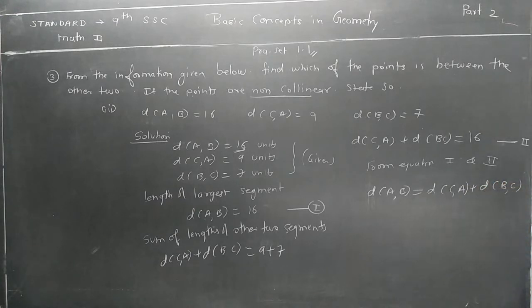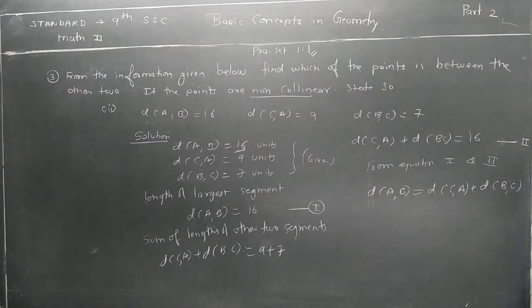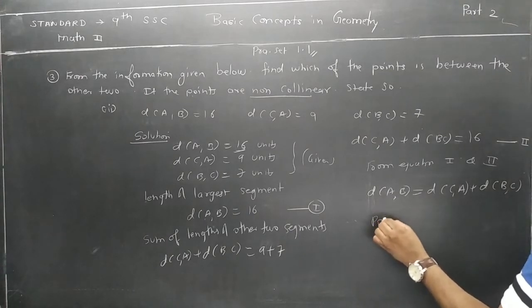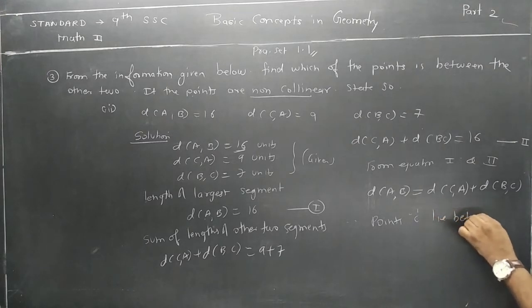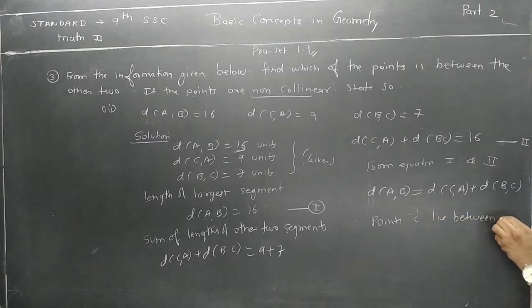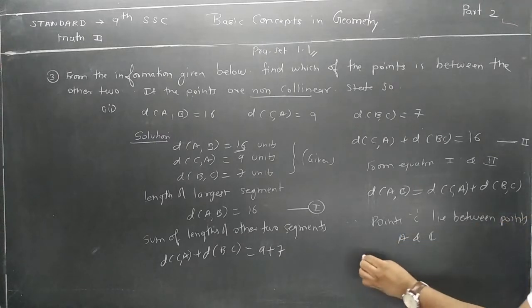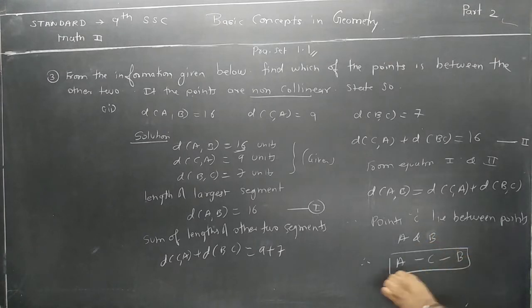So, now you know, this is the largest one, A and B are the end points of that segment, so C comes in between. What I can write, therefore, point C lies between points A and B. So how we are going to write? A, C, B. This is the way to write. C lies between A and B. I think you understood it properly.